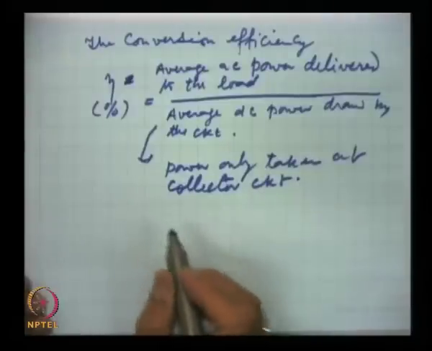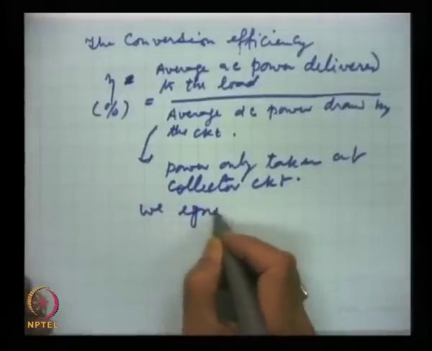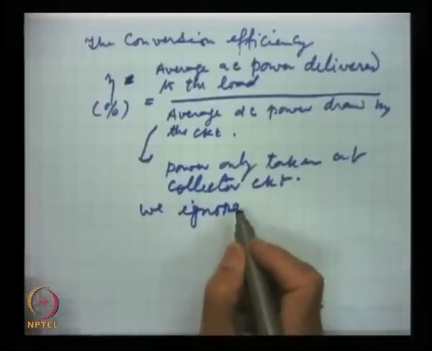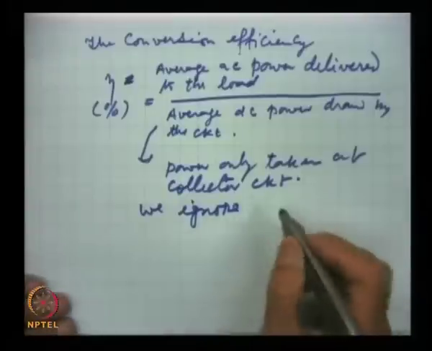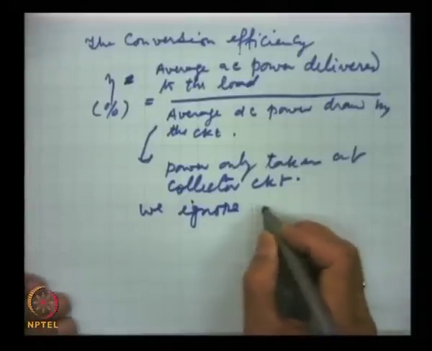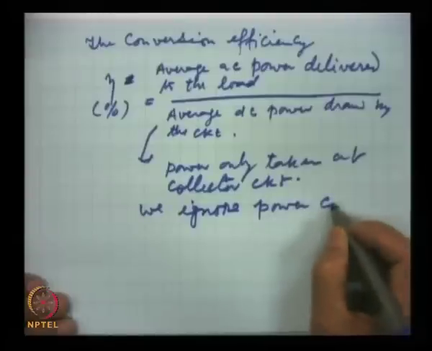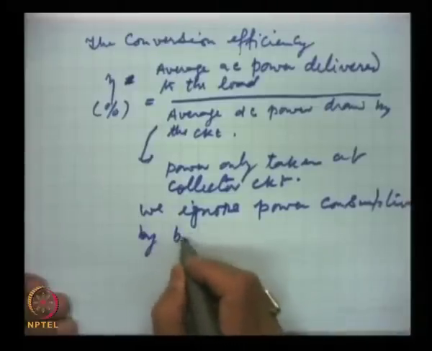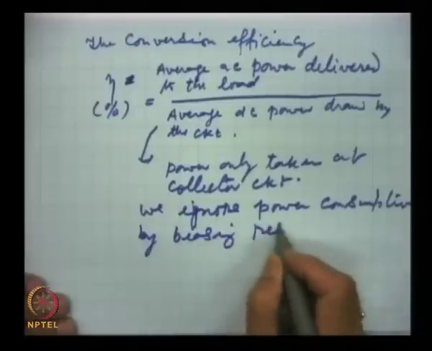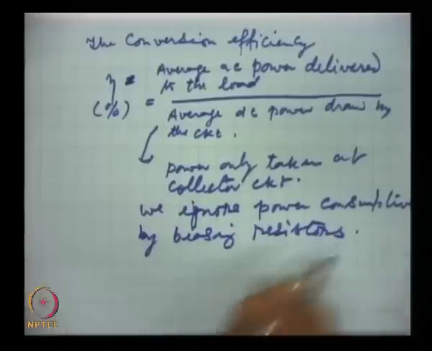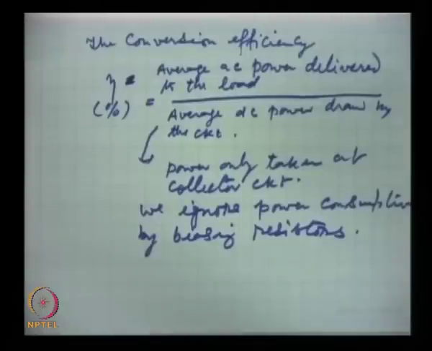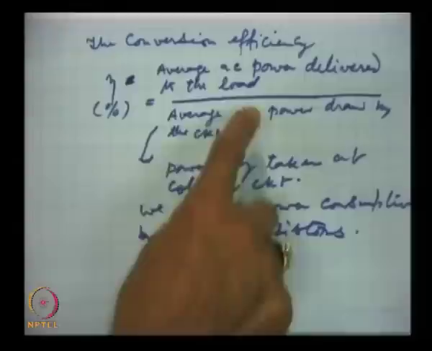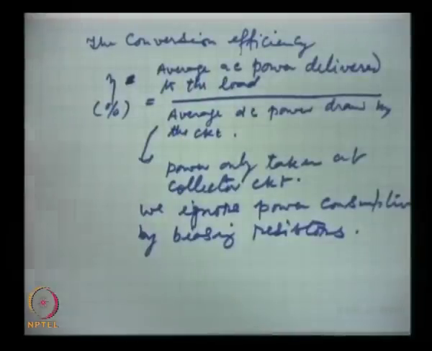That means we ignore the small power consumed by the biasing resistors. Always when we take the conversion efficiency, we talk about average AC power delivered to the load divided by average DC power taken by the collector circuit.